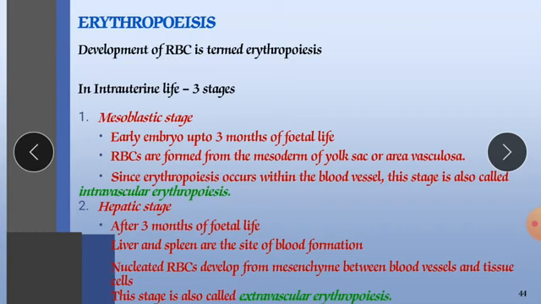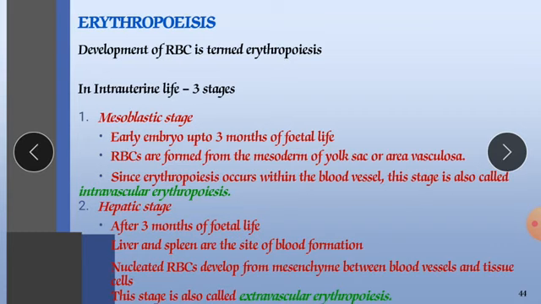This means that once it has started developing in the red bone marrow, it will continue its formation throughout life. Since erythropoiesis occurs within the blood cells, this stage is also called intravascular erythropoiesis. Red bone marrow is highly vascularized connective tissue located in the microscopic spaces between the trabeculae of the spongy bone tissue.